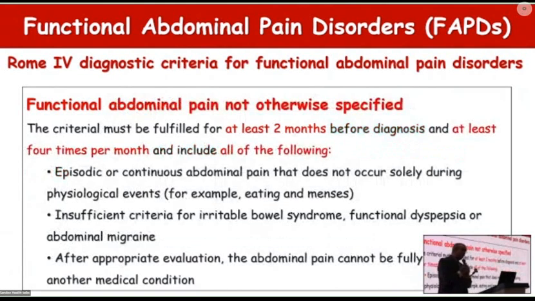The third problem is functional abdominal pain, not otherwise specified. Also, the same should be present at least 2 months, 4 times per month. Episodic or continuous abdominal pain, not associated only with physiologic events, يعني not associated with menses or eating, and cannot fulfill the criteria of functional dyspepsia or irritable bowel syndrome. These are the main functional abdominal pain disorders in childhood and adolescence.